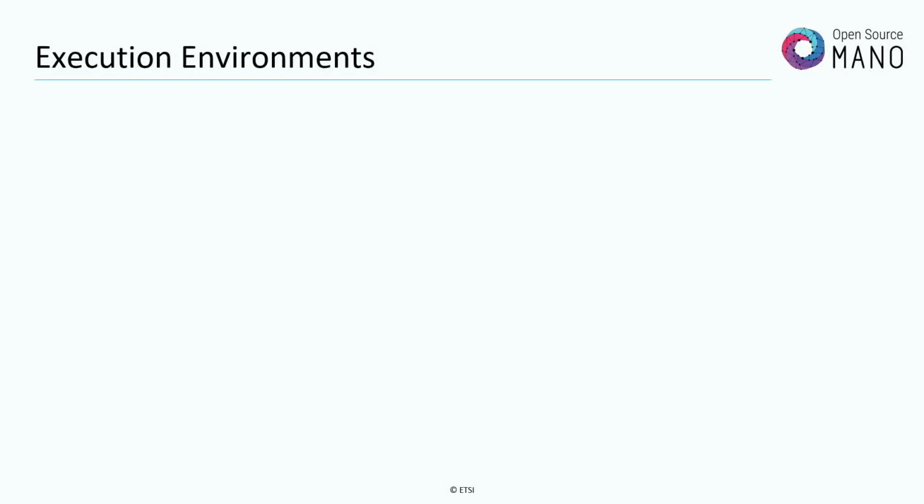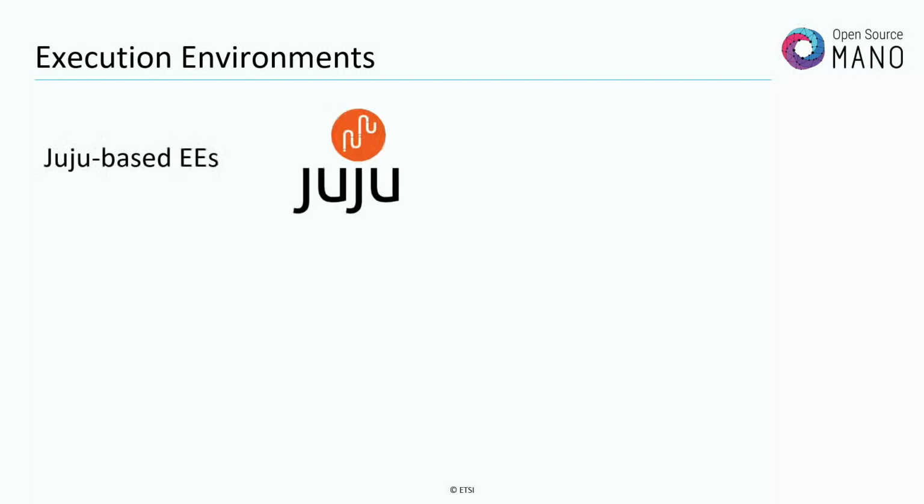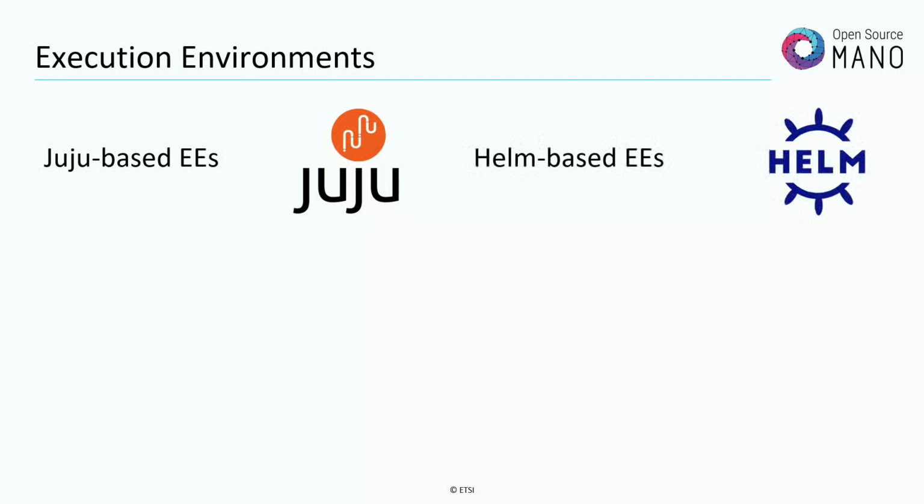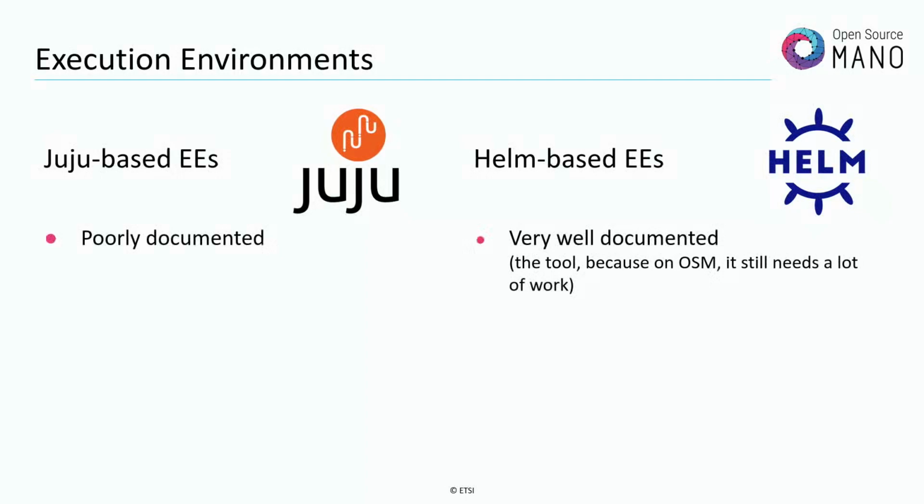So in OSM, we deploy day 1 and 2 scripts using execution environments, and we have two types. We have Juju-based execution environments, and we have Helm-based execution environments. And obviously, these are very different technologies, with very different characteristics. The characteristics we were most interested in were the documentation, and we found out that Juju has poorer documentation in relation to Helm.